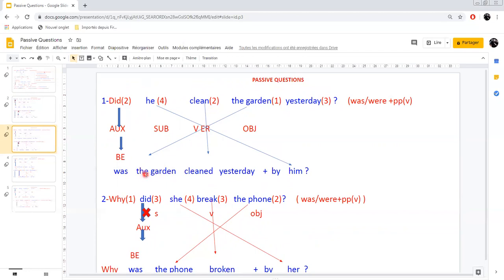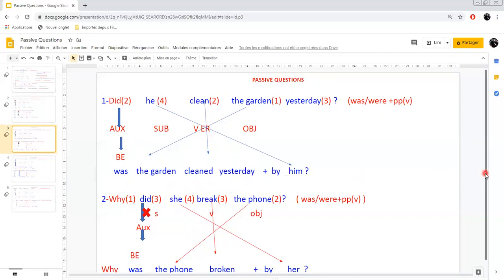Then the garden is singular, so we use was according to the rule, this one here. So forget about this one here now. So you are going to use this rule here. So we say was the garden plus past participle, rest of the sentence, and your agent. And your passive question here is, was the garden cleaned yesterday by him?